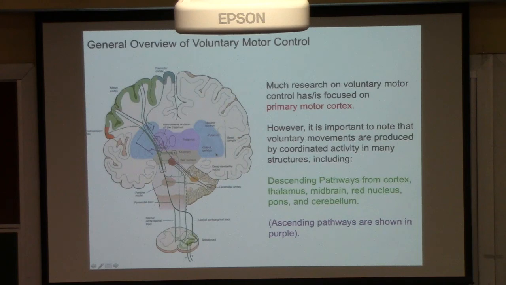And again, there are also ascending pathways. Of course, we always want to think of things going from vision to motor, or from somatosensory to motor, sensory to motor. But there's always feedback. So there are these feedback pathways also shown here in purple.